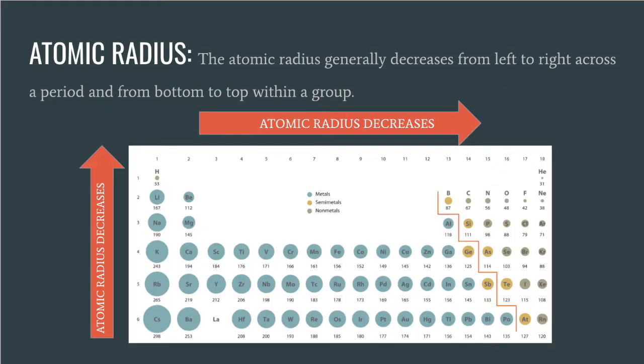As you can see in the visual shown below, the atomic radius overall is going to decrease in size from left to right across a period. And then from bottom to top within a group, it's also going to decrease in size as well. And I'll explain why in a little bit.